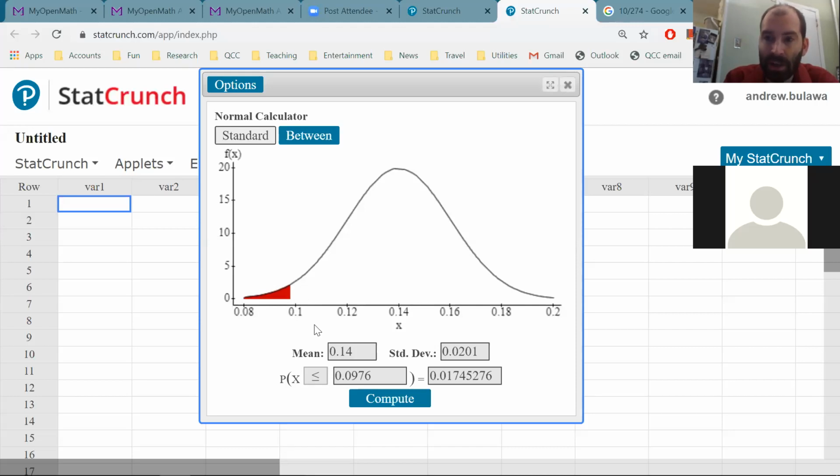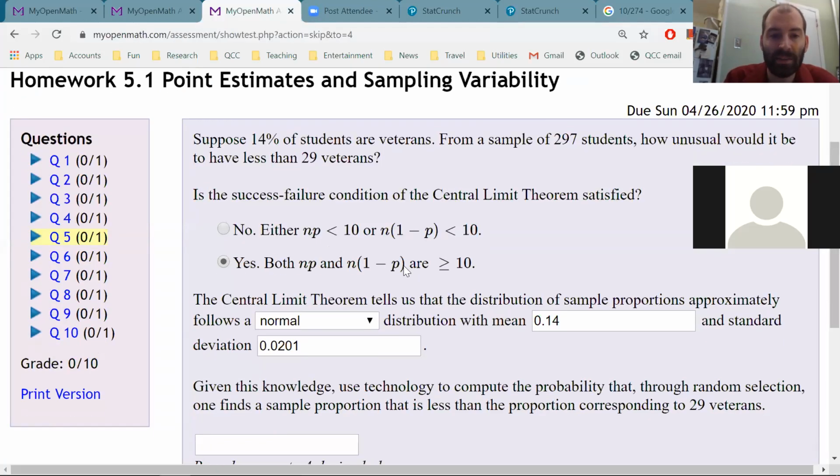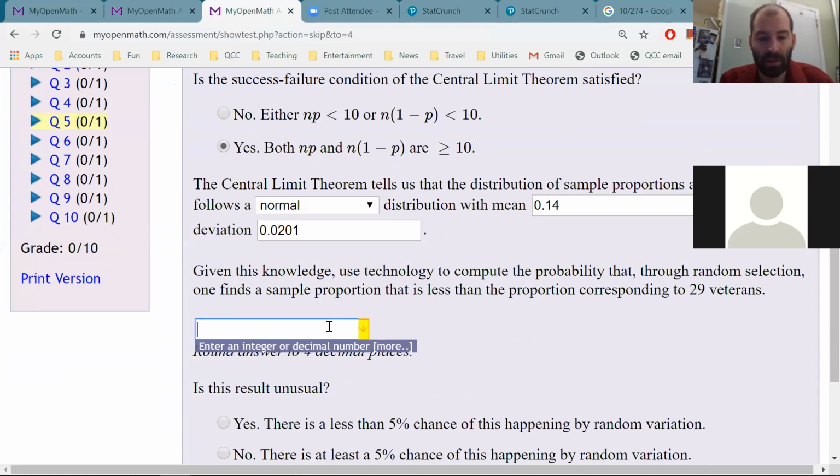And the probability of getting a proportion less than that is the area of this shaded region, which StatCrunch tells us is 0.0175, if I round correctly, 0.0175. So that is what goes here. That's the probability.